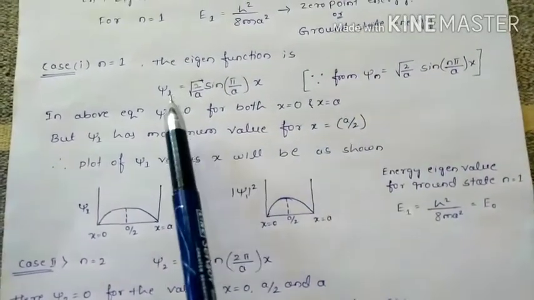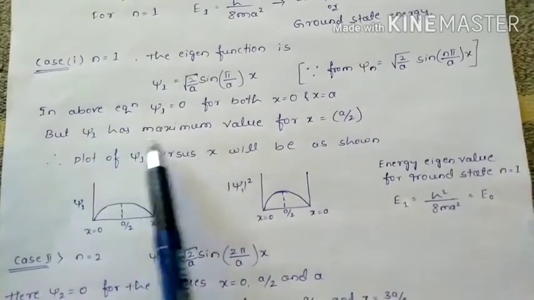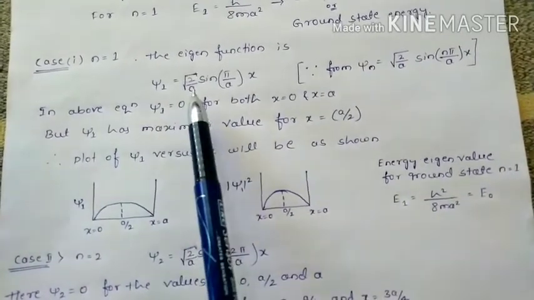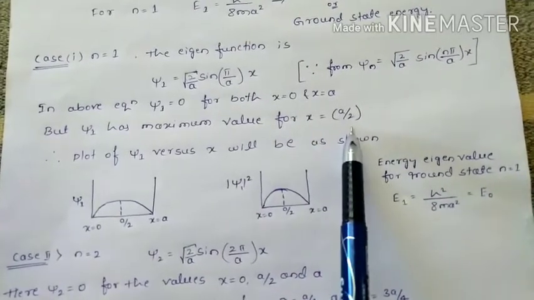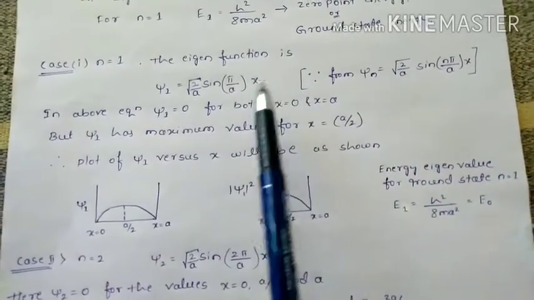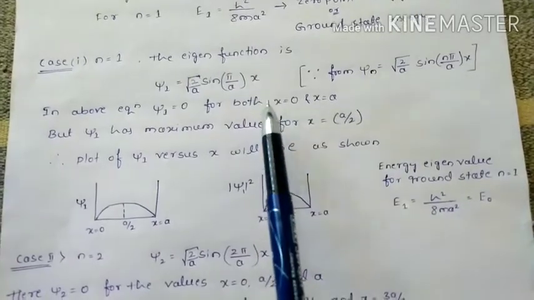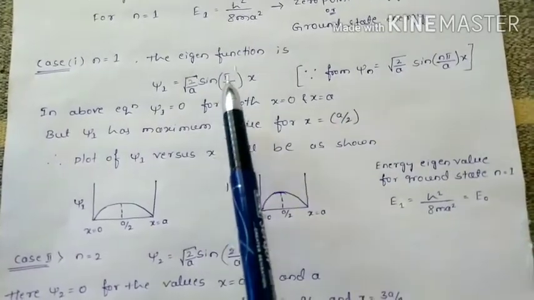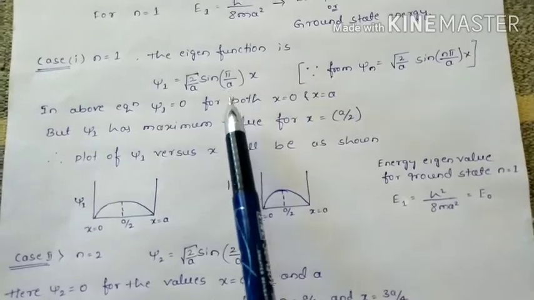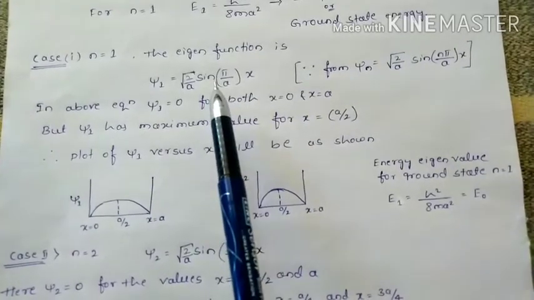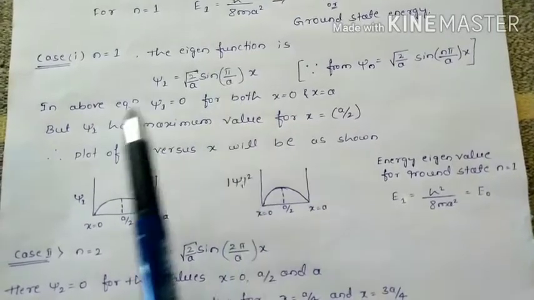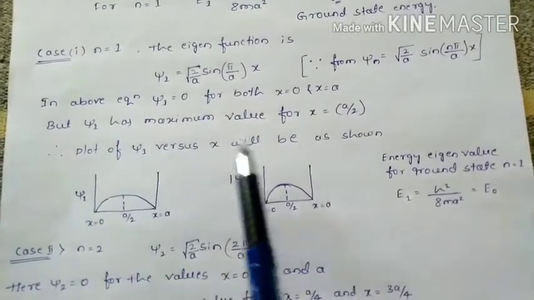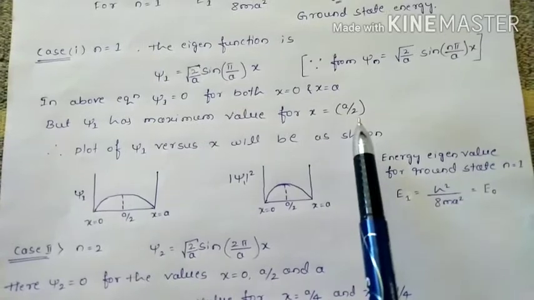Now the psi 1 value has its maximum value for x is equal to a by 2. So when you substitute x as a divided by 2, this a and this a will get cancelled and you will be left with sin of pi divided by 2, that is the maximum value, root 2 divided by a. So psi 1 has maximum value for x is equal to a by 2.